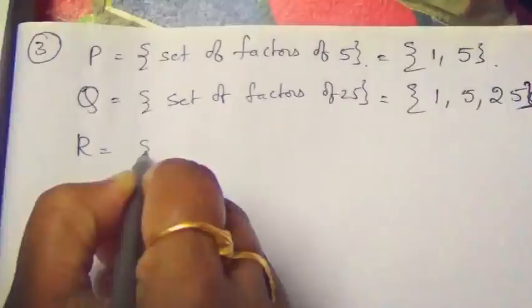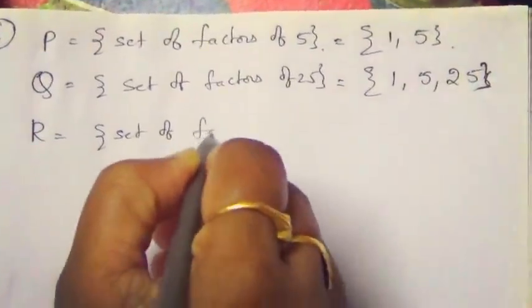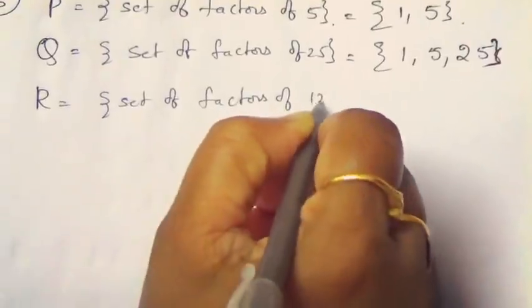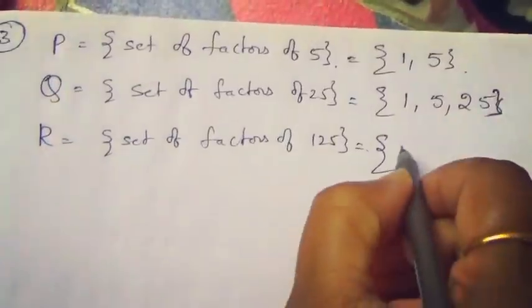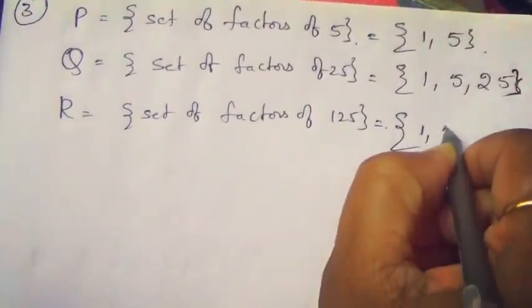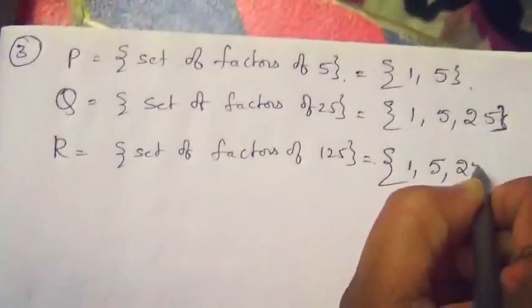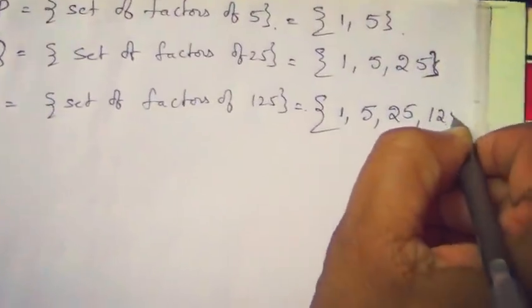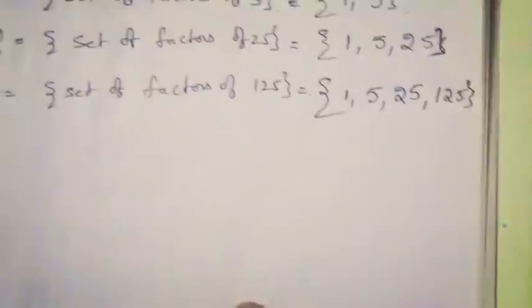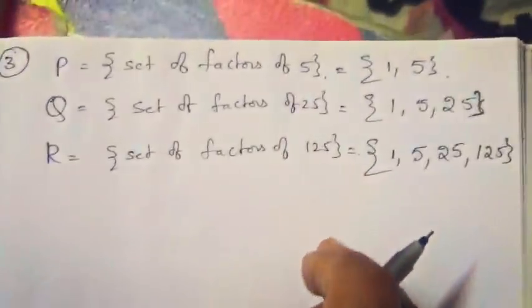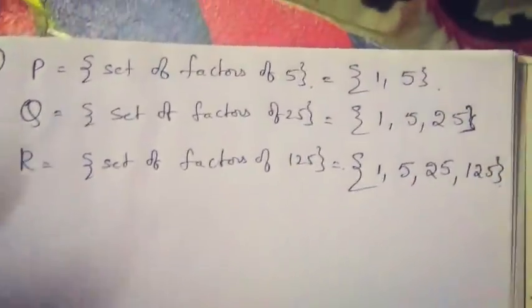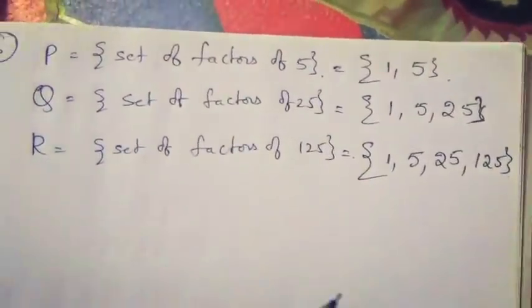So R is a set of factors of 125. What are the factors of 125? 1, 5, 25, 125. Only these numbers are factors of 125. Okay, these are the sets. They were given in words, and we converted them into listed form, right? Listed form. So he was asking which one of the following is false.